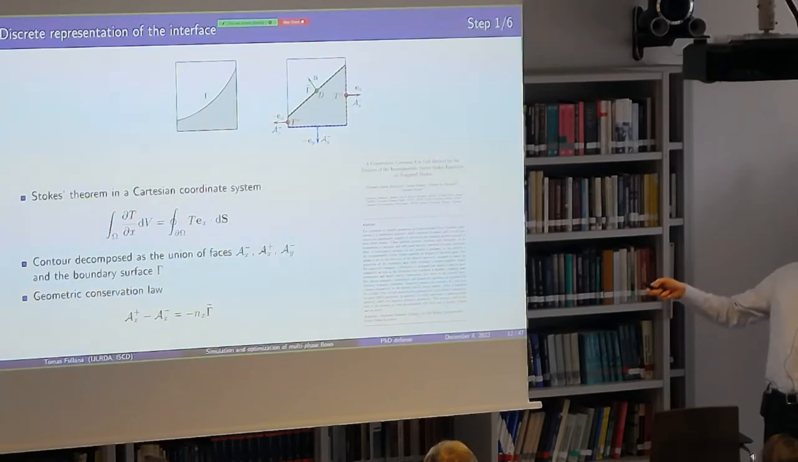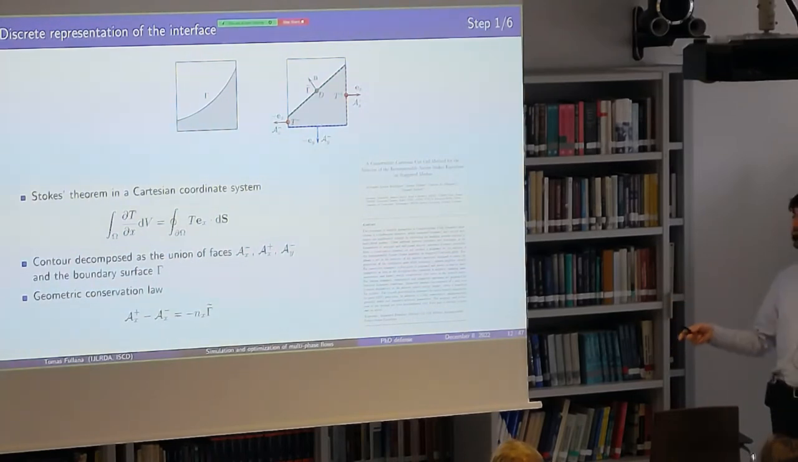We are here on the left in the exact representation of it. We see a curved interface, and on the right we have the approximate interface, which is just a piecewise linear segment. If we apply the Stokes theorem in a Cartesian coordinate system, we have that the integral over the control volume of the gradient of temperature is equal to the integral over the surface of the temperature.